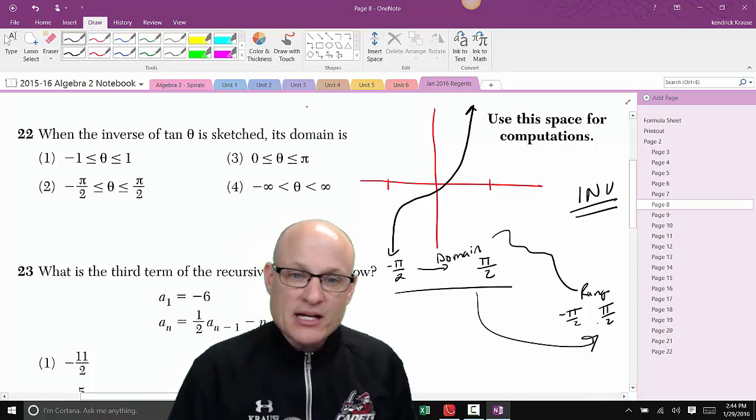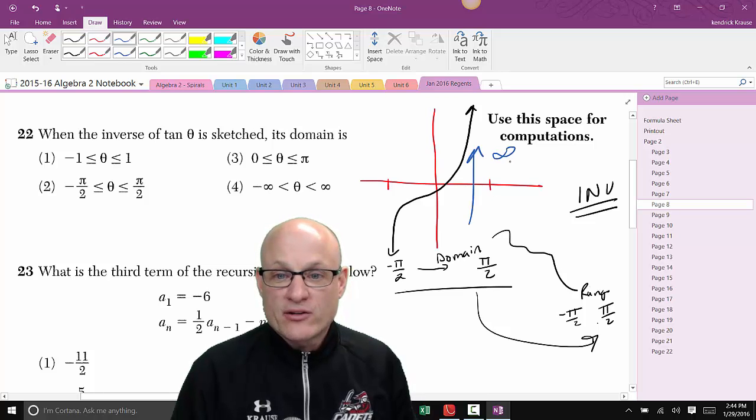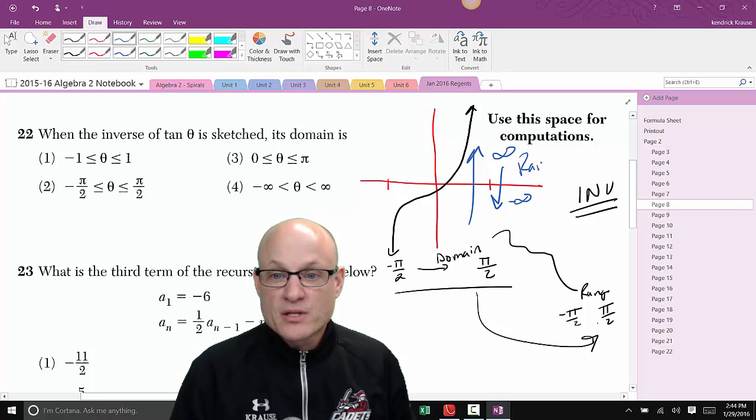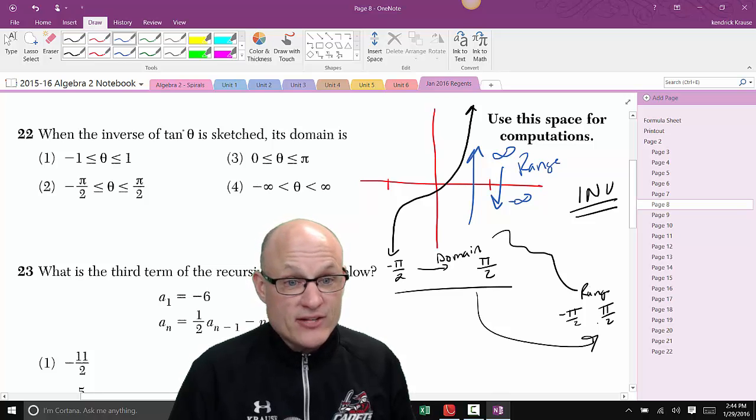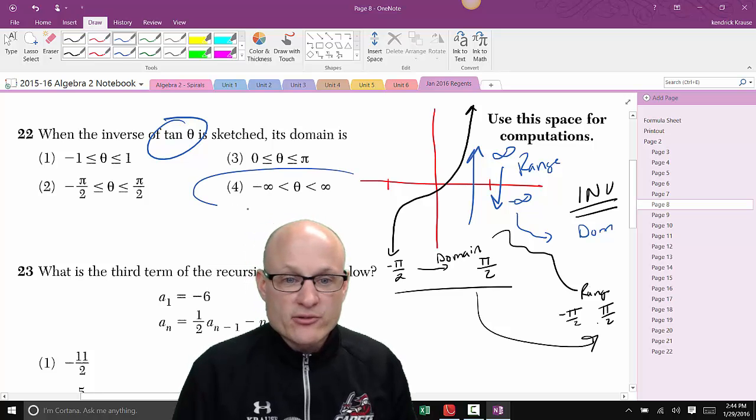Let's think about what the range is here. The range is up to positive infinity and down to negative infinity. That's the range of my original function, tangent. So its inverse's domain will go from negative infinity to positive infinity. So the answer is choice 4.